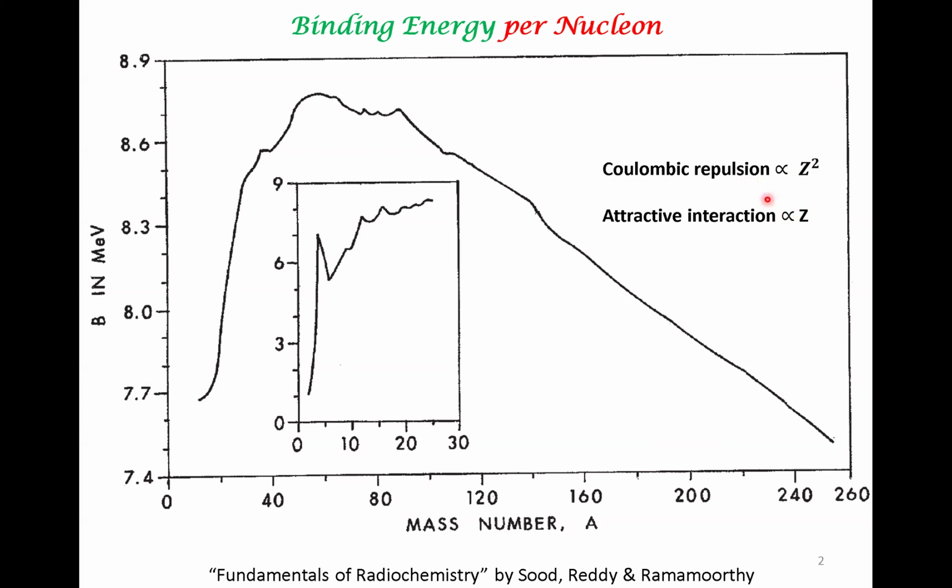Because of this variation, that is, quadratic variation and this linear variation, both these things intersect and you have the greatest binding energy per nucleon to be somewhere here. So this is one feature of the variation in energy as a function of different nucleons.